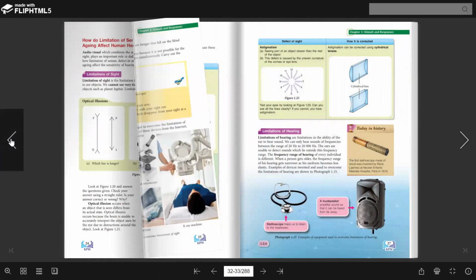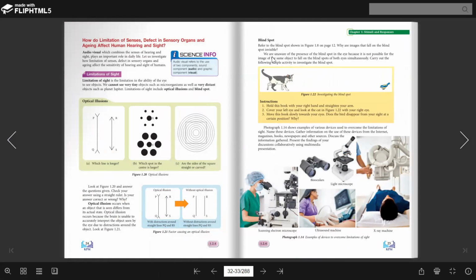We are unaware of the presence of the blind spot in the eyes because it is impossible for the image of the same object to fall on the blind spot of both eyes simultaneously. This is the activity that you can do to examine your blind spot. I think you can do this one by yourself. What I want to highlight here is that the blind spot is the place in our eyes that has no photoreceptor, so when the image lands on the blind spot, we will not see the image. Okay, let's continue.